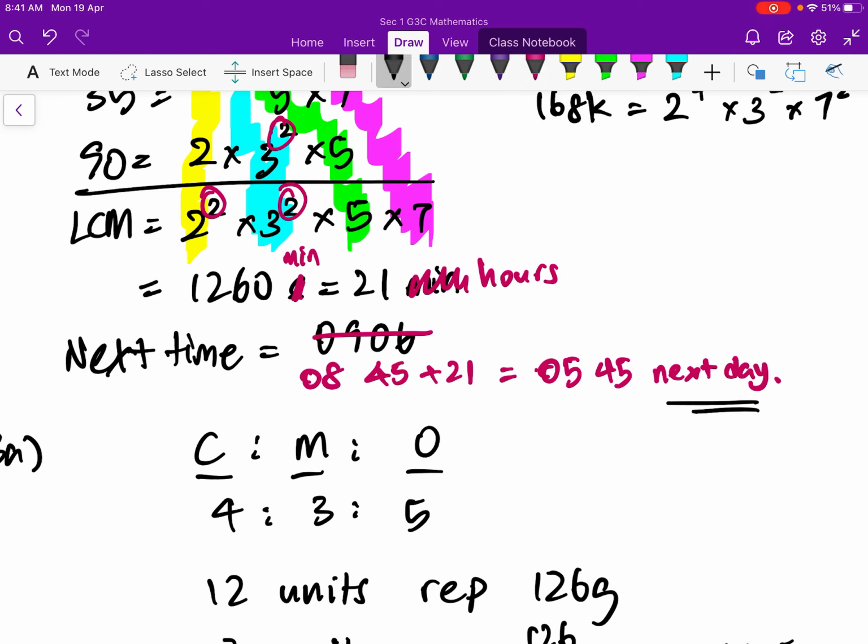In the question, it might have included on Wednesday, 8:45 they flash. So the next time will be 5:45. I say Wednesday, right? So Thursday. Next page.